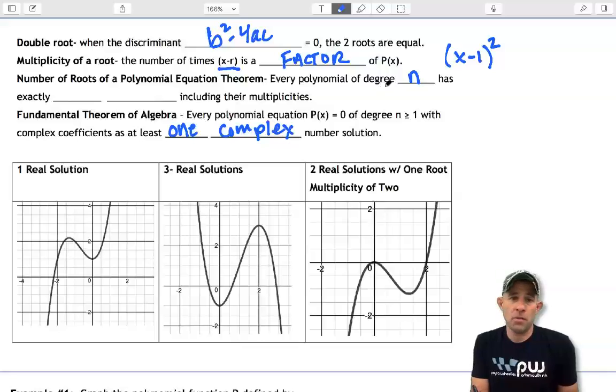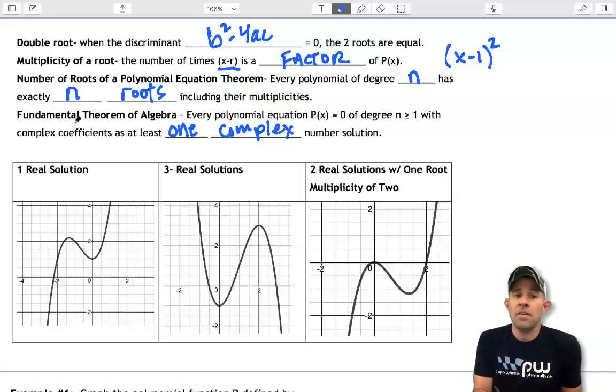Now, there's a number of roots of a polynomial theorem, and it goes like this. It says every polynomial of degree n has exactly n roots, including their multiplicities. So if I had a cubic polynomial, then there must be exactly 3 roots. If it's a degree 4 polynomial, there must be exactly 4 roots.